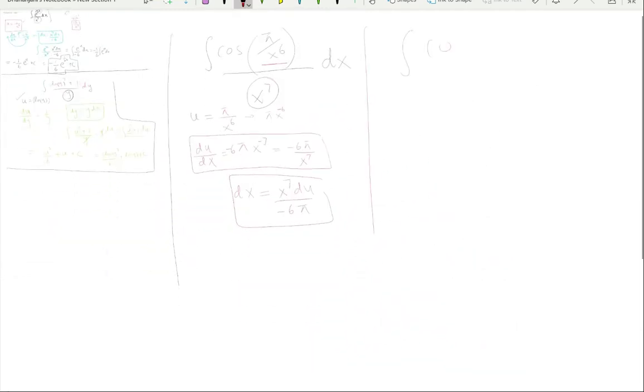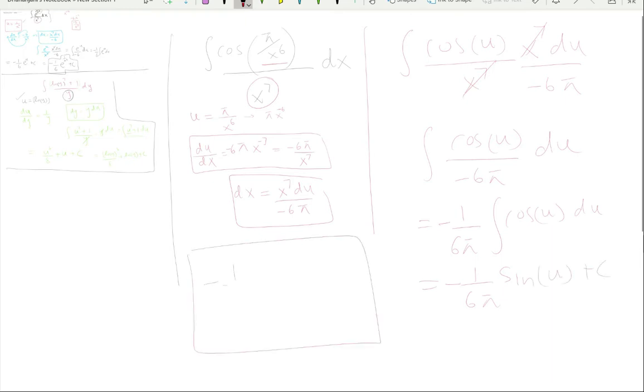Alright, so let's finish it. So this is cosine u, everything is replaced by u, here x^7, dx is x^7 du over negative 6 pi, x^7 cancels out, so cosine u over negative 6 pi. Now we can take that 6 pi out, so negative 1 over 6 pi. Be careful, if you integrate cosine you get positive sine, right? Negative 1 over 6 pi sine u plus c. Now the solution will be negative 1 over 6 pi sine of what did we choose for u? Pi over x^6, plus c.